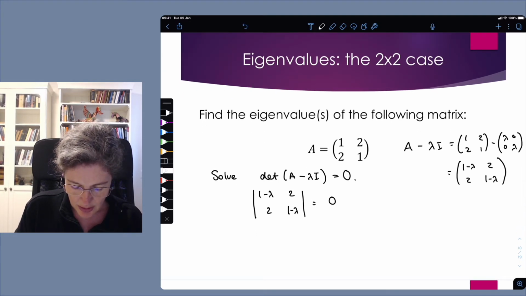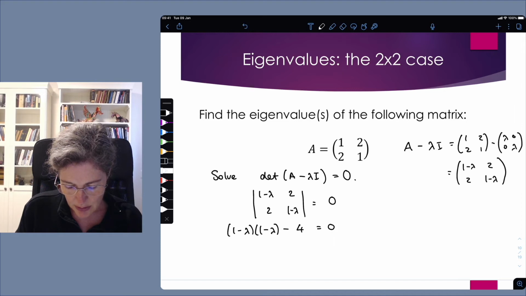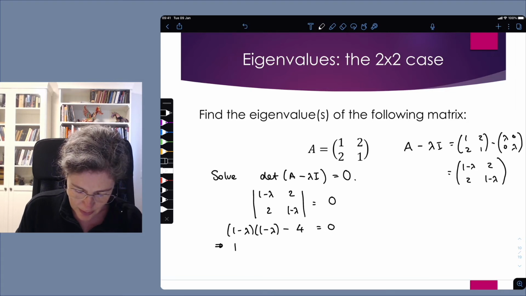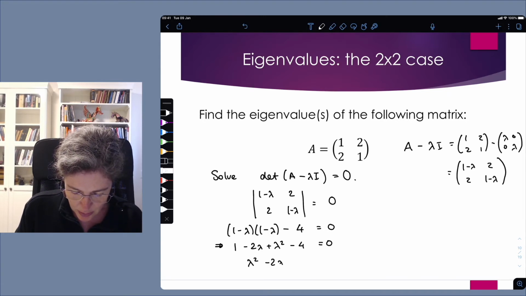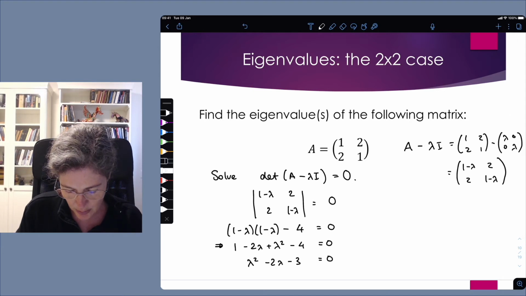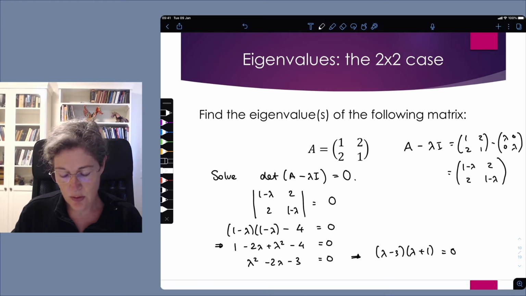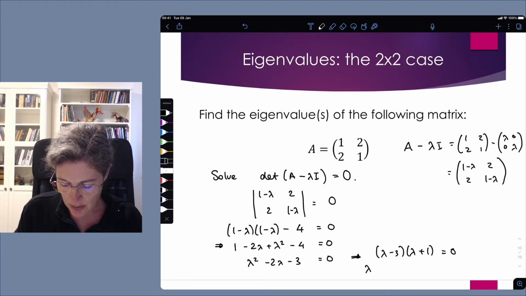Okay, well, our determinant is 1 minus lambda times 1 minus lambda, minus 4, which gives us 0. And this will give us 1 minus 2 lambda plus lambda squared minus 4, which is equal to 0. And finally, that gives us lambda squared minus 2 lambda minus 3 is equal to 0. And putting that all together, we can factorize. We've got lambda minus 3 and lambda plus 1 is equal to 0. And so finally, we find that we have two eigenvalues for this matrix. We have lambda is equal to 3 or lambda is equal to minus 1.